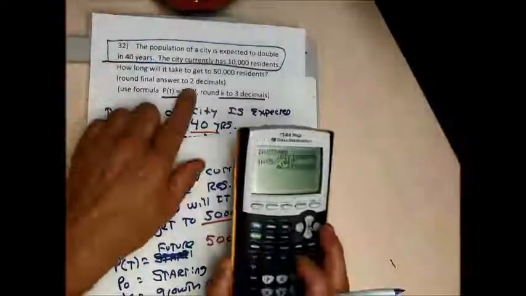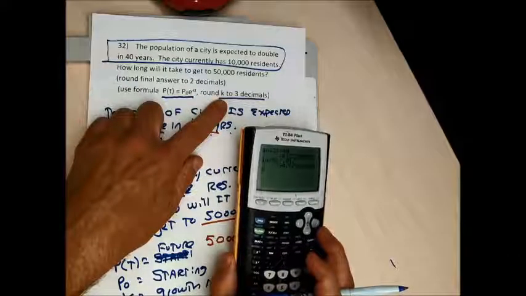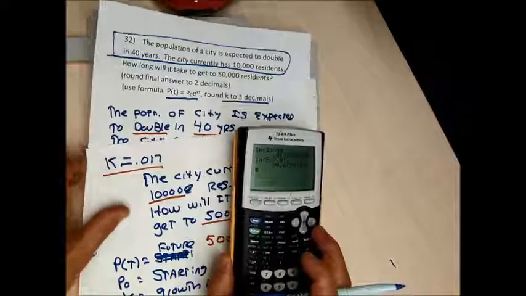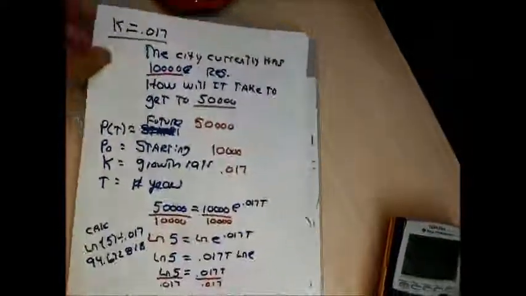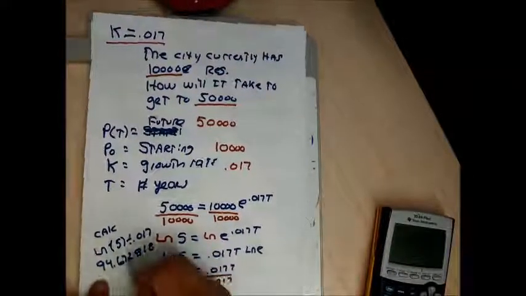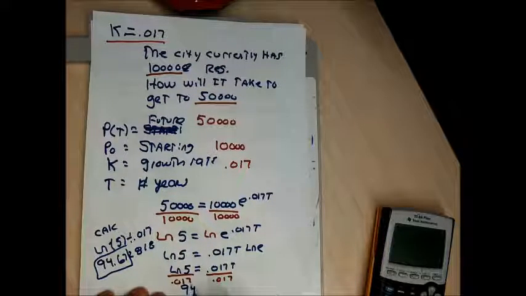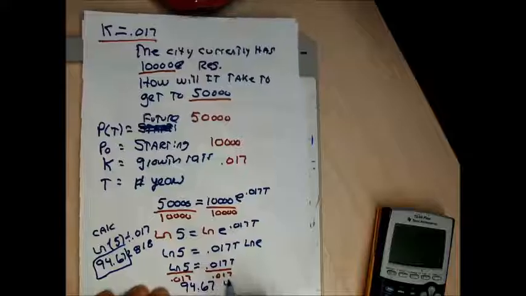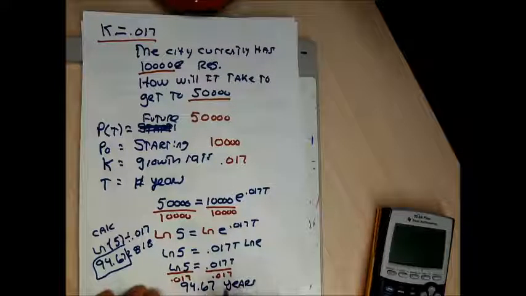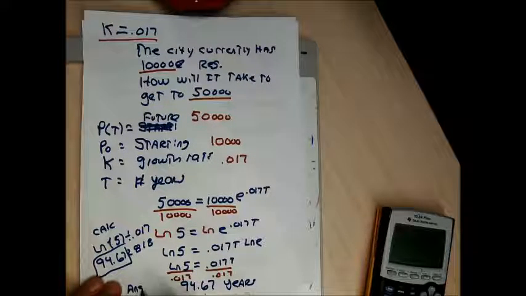I don't know what rounding I need to do. So it says round your final answer to 2 decimals. I rounded the k to 3 decimals, but my final answer gets rounded to 2 decimals. My final answer is the number of years, and I want 2 decimals. So I'm just going to write 94.67 years for my answer. I could write a sentence saying it will take 94.67 years for the population to grow to 50,000, but I'll live with just the word years because that's what I would just instinctively write.